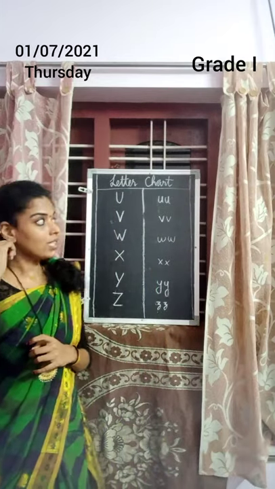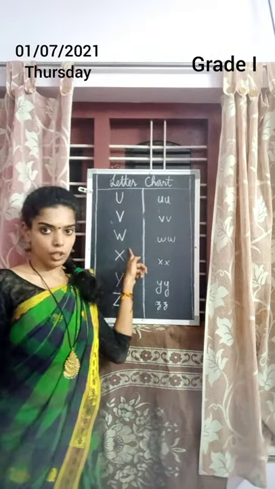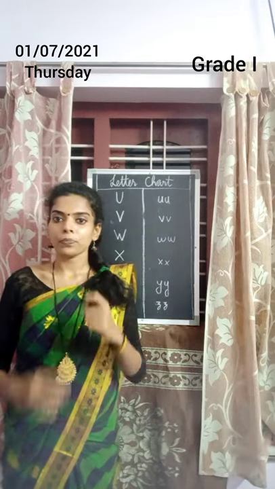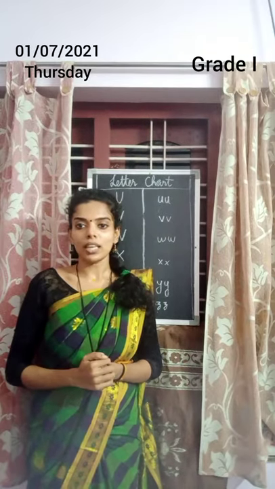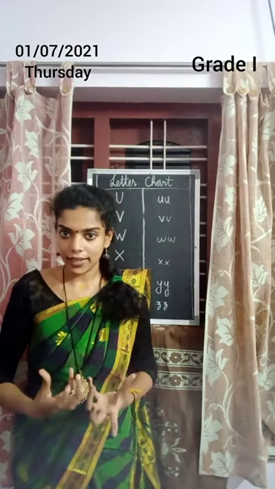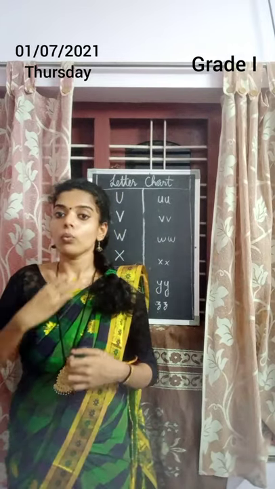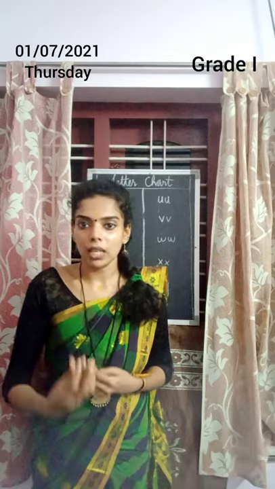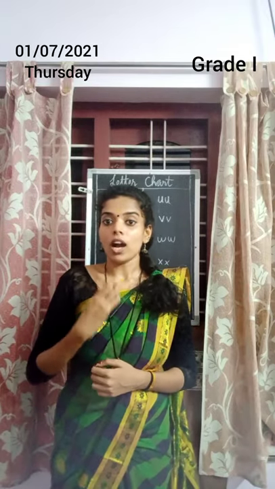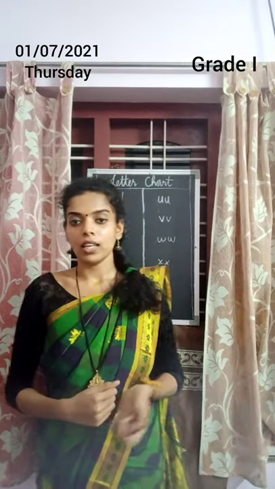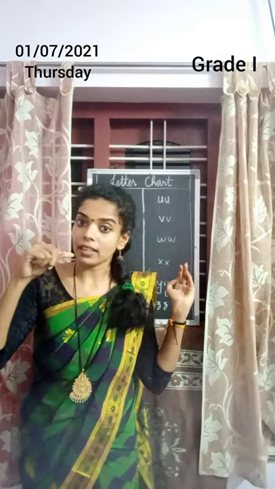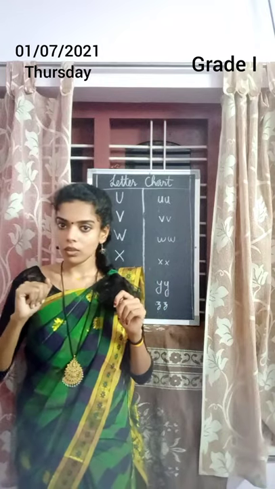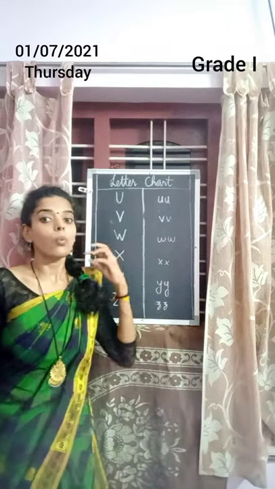Okay, the next one is W. The sound of W is V sound. The examples are wake, watermelon, water, what, warm, walk. Okay, so the sound of W is wa.